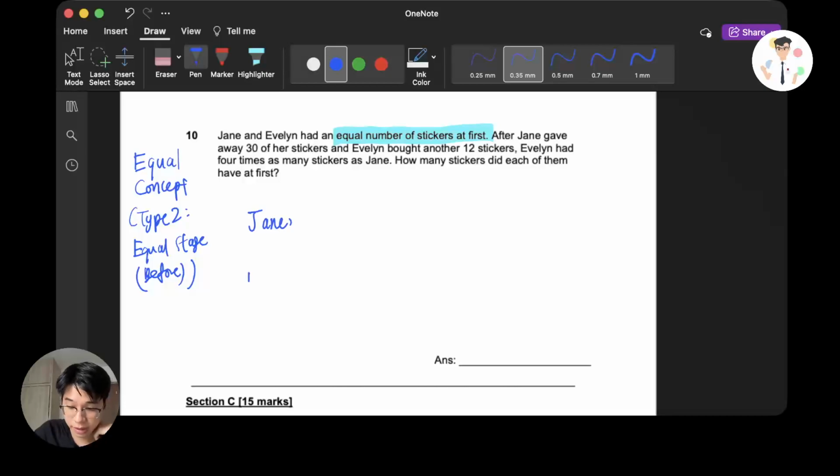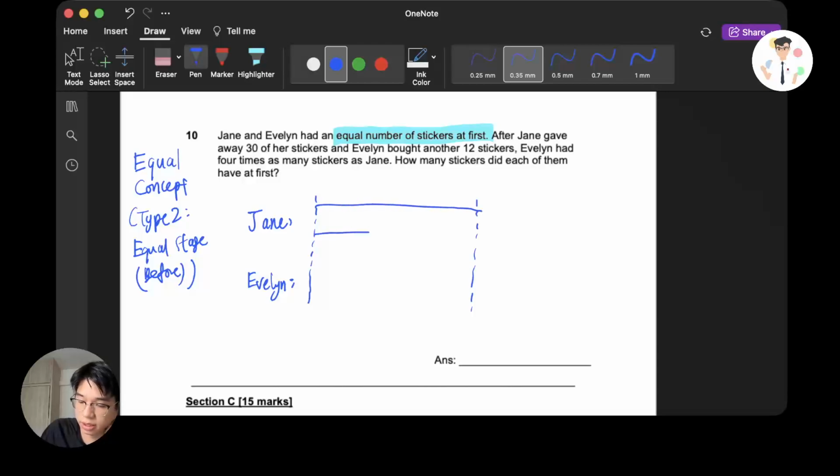So when you know that this is type 2, you should immediately draw like this. Jane, Evelyn, and just draw the model here like this. Many of you are lazy, you don't want to draw and you make mistakes.